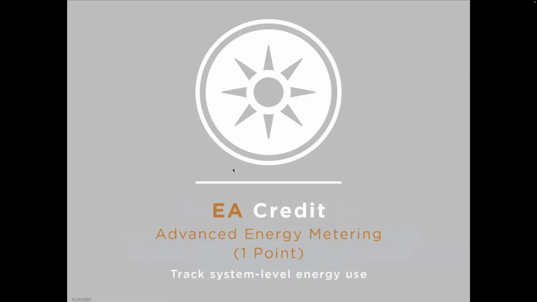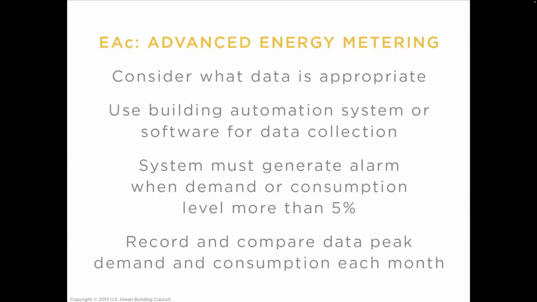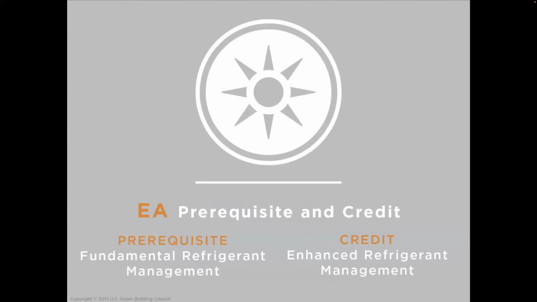Okay, advanced energy metering again. What we're doing there is sub-metering different systems. Consider what system you want to look at, because usually these sub-meters are attached to a building automation system, a BAS, or some sort of automation system like lighting. You usually have lighting controls and so forth. So you definitely want to sub-meter your HVAC, your lighting, your process systems, and so forth.